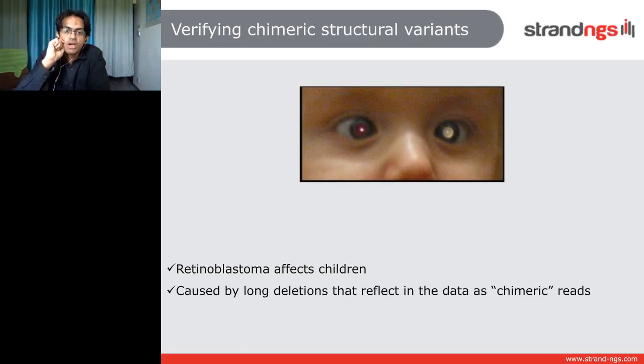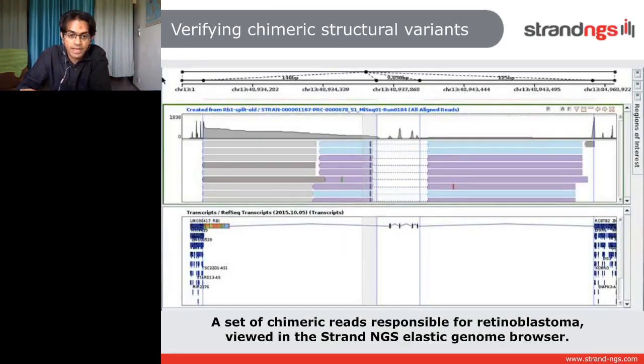So these chimeric structural variants that are responsible for retinoblastoma are actually caused by long deletions, and these reflect in the data as chimeric reads. So here's an example of that. This is the Elastic genome browser in Strand NGS Server. And what do we mean by elastic? Elastic just means that these long deletions occur across several hundreds of bases. In this case, if you look at this closely, you can see that this is actually a 9 kilobase deletion.